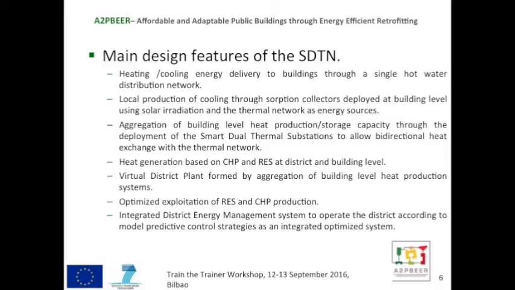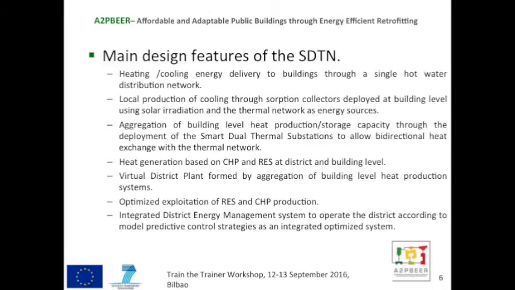This is why we call the thermal network concept dual, because we are delivering heating and cooling, but we are using a single distribution network. So from our point of view, this is a huge benefit, because it makes it possible to avoid the need to deploy an additional distribution network.